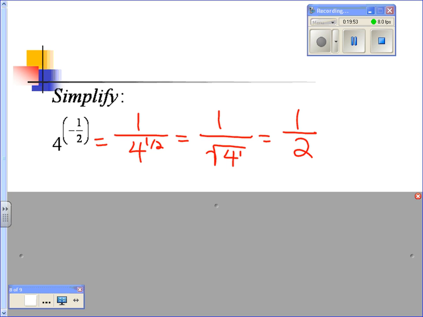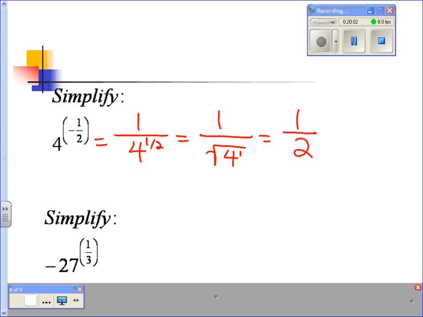Y'all see how that works? Any questions? Any questions? Okay. We can do it.